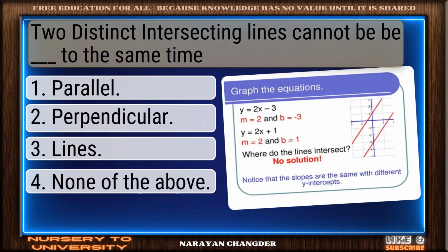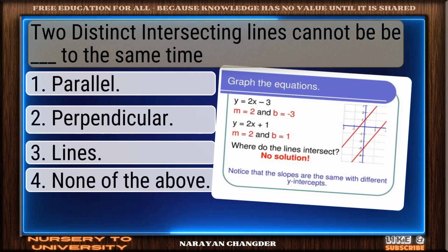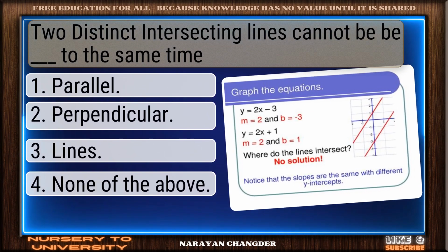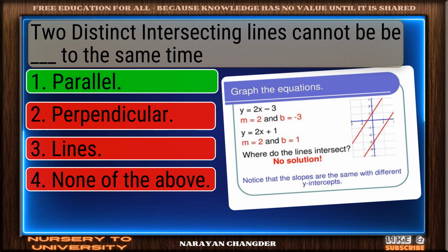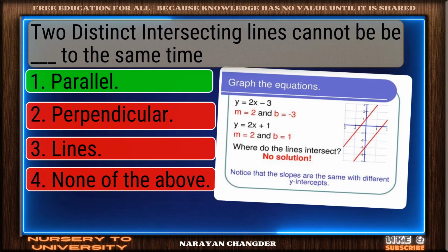Question number 24. Two distinct intersecting lines cannot be dash to the same line. Good job. Your answer parallel works well here.